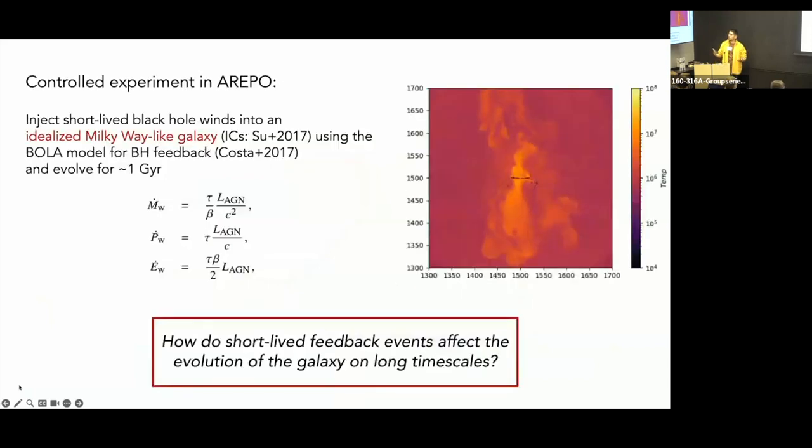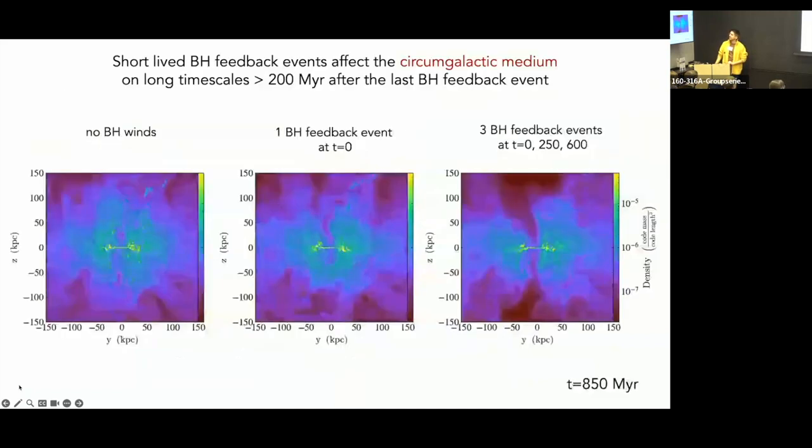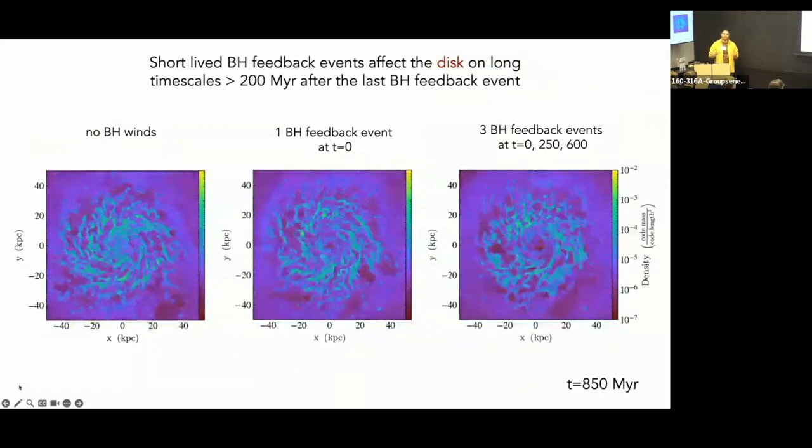I've also done some work on short-lived feedback and whether that affects the evolution of galaxies in the long term. Basically, it absolutely does. It affects the circumgalactic medium around galaxies in various ways by increasing entropy, increasing these vents that are above and below the galaxy. And the central gas density is suppressed, and that persists about 800 million years into the future after the actual black hole event. So that's what I got. Thanks.